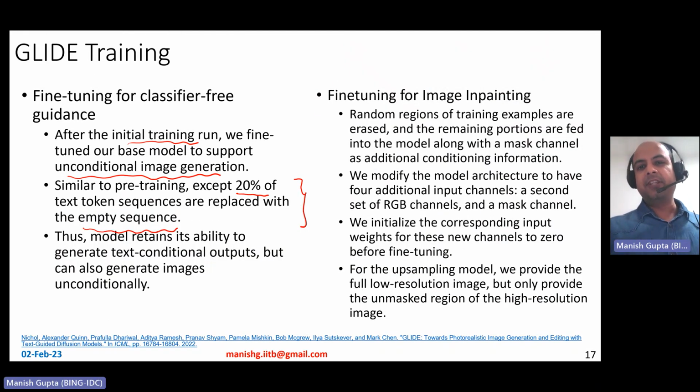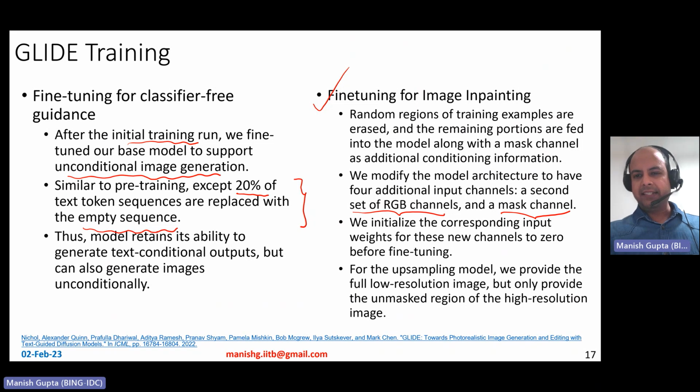So this is how fine-tuning for image inpainting is done. You take random regions of training samples. Of course, you have to fine tune using some training label data. So you take random regions, you cover them by green. Remaining portions are fed into the model along with the mask channel. So you feed three things now: the original image, the masked image, and also the mask channel. That is why you augment four more channels, RGB channels for the masked image, and a mask channel also. Okay.